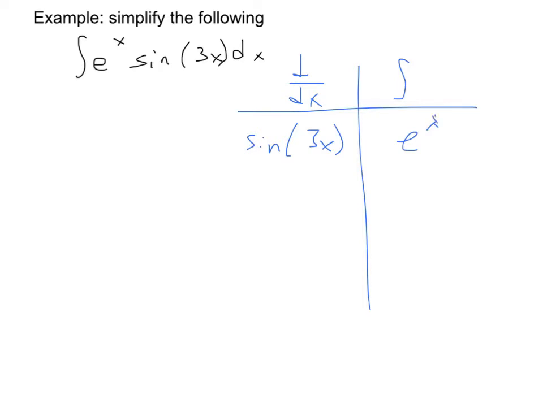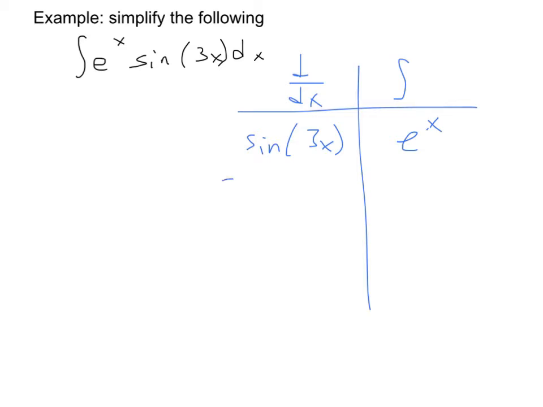So now, this is similar to tabular, but it's a little bit different. Because remember, with the original tabular, what we did is we kept taking derivatives until we hit 0. That was when we knew to stop. That's never going to happen here. So what we're going to do is take the derivative and the integral of each one and then evaluate where we are.